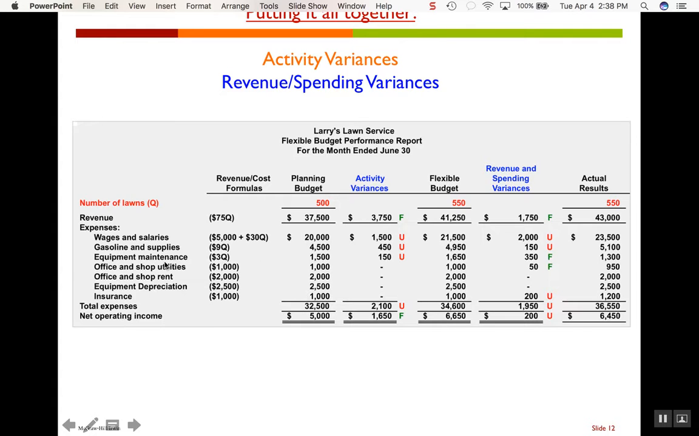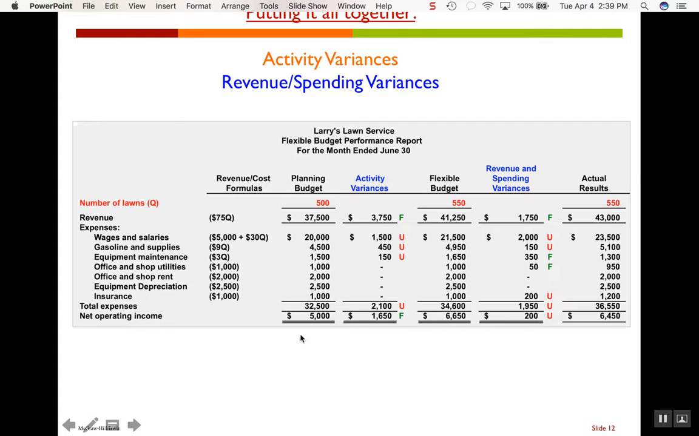Okay, so let's take this one. Let's take gasoline and supplies. So I should have spent $4,950 on gas. I wound up spending $5,100 on gas. So you can see I have a $150 unfavorable variance. Then it gives me pause for cause and says, okay, why did I spend more on gas? Did the price of gas go up? Does maybe my formula here need to be adjusted? Or did somebody spill some gas? I don't know, there could be many different reasons, but the point is that it gives you an opportunity to go and evaluate that.